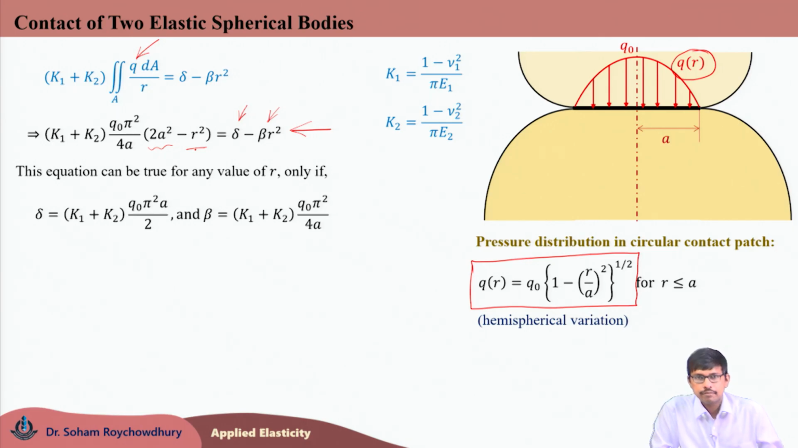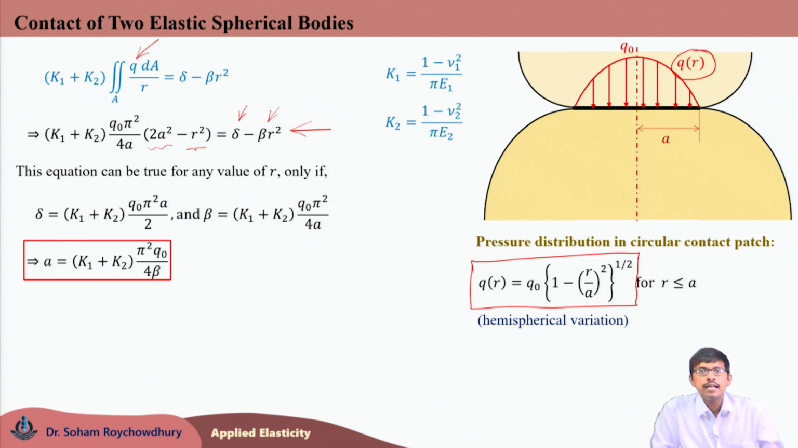So, moving forward, if I remove delta from this equation and relate a with beta, then a would come out as K1 plus K2 times pi square Q naught by 4 beta. Note that beta was a constant, a geometric constant dependent on the radii of both the spheres R1 and R2.